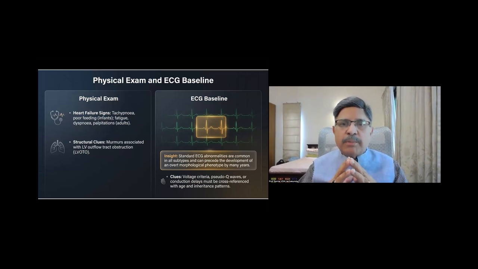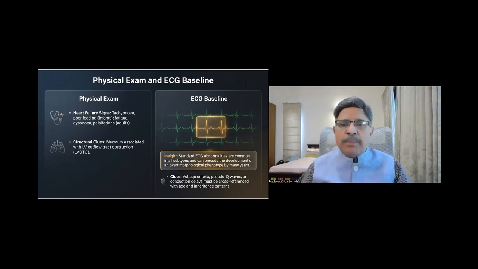Now, physical examination and baseline ECG. Look for heart failure signs: tachypnea and poor feeding in infants; fatigue, dyspnea, and palpitation in adults. Structural clues: murmurs associated with left ventricular outflow tract obstruction. Like in aortic stenosis, what murmur do you get? Similarly, left ventricular outflow tract obstruction, LVOTO. LVOTO is left ventricular outflow tract obstruction. That is the classical terminology today.